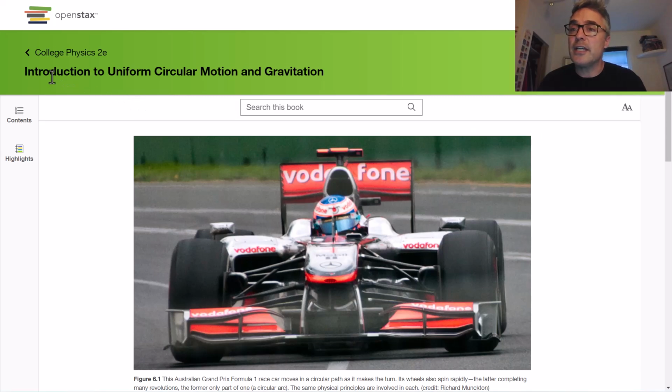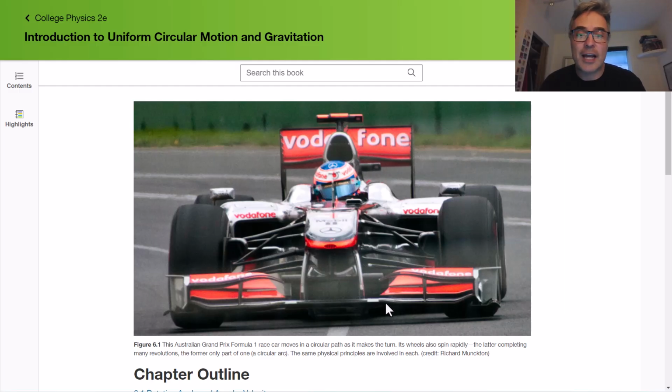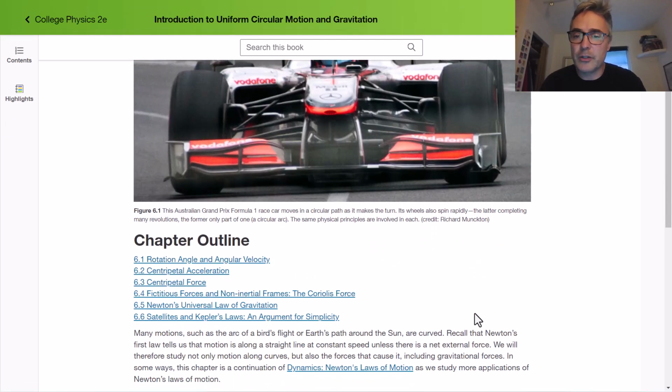Chapter 6, Introduction to Uniform Circular Motion and Gravitation. So here's a race car going around a circular track, and it's kept on the road by friction, and these wheels are actually rolling without slipping, which is a really cool concept.